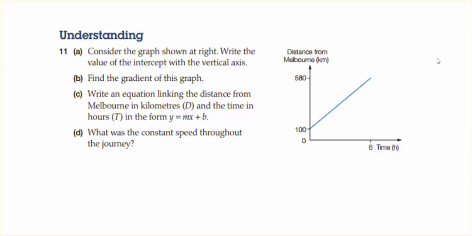10 Methods Pathways, we can look at exercise 1.3 question 11. So we've got a scenario where the distance traveled with respect to time is drawn on a graph for a type of vehicle. Consider the graph shown on the right. Write the value of the intercept with the vertical axis. So the axis intercept happens to be 100.